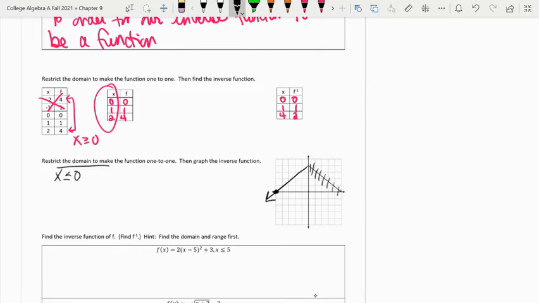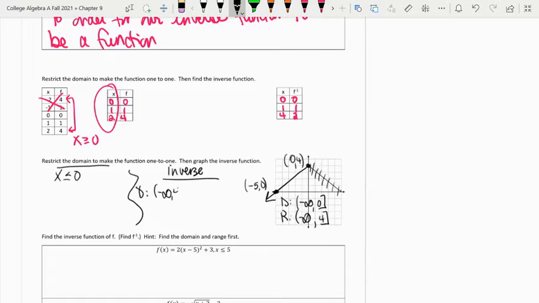So let's get some points on this graph. So we could say these are 0, 4, and -5, 0. The domain now of this function is -infinity and stops at 0. And my range is -infinity until 4. So on the inverse, then, my domain now will be -infinity to 4. And my range will be -infinity to 0.